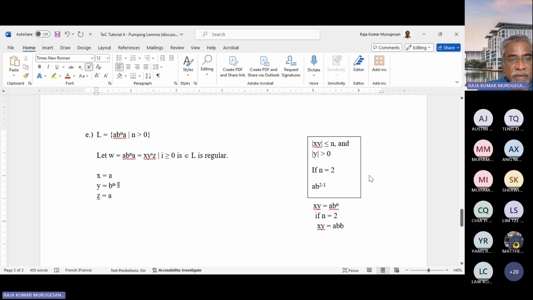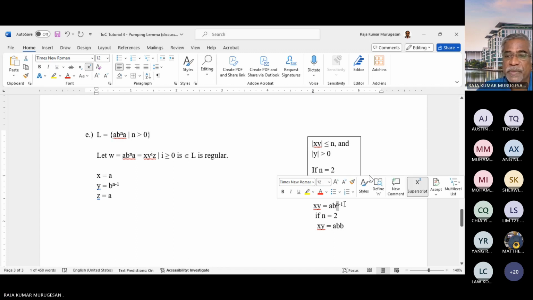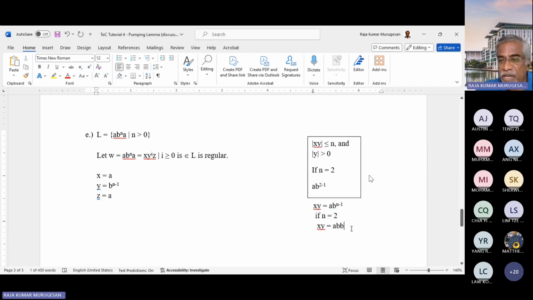So if we take b length n minus 1 and n is 2, then it will work. Okay, so we have taken it as n minus 1, right? So what will happen now? It will become, n is 2 means ab length 2 minus 1. 2 minus 1 is 1, so you will get ab alone. So you get back your xy, that is, length of xy is less than or equal to n. Understood? So we have to take x as a, y as b length n minus 1, z as a.